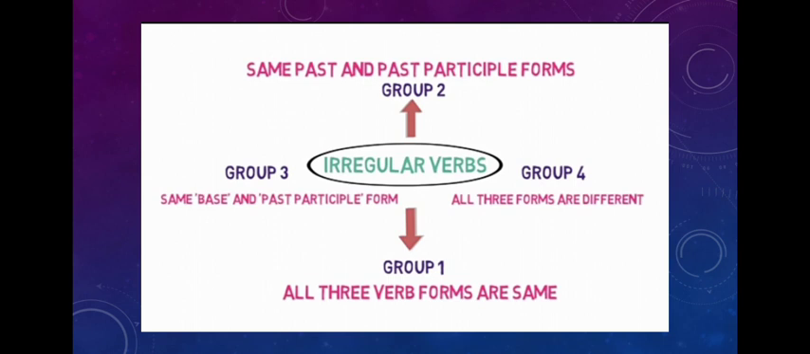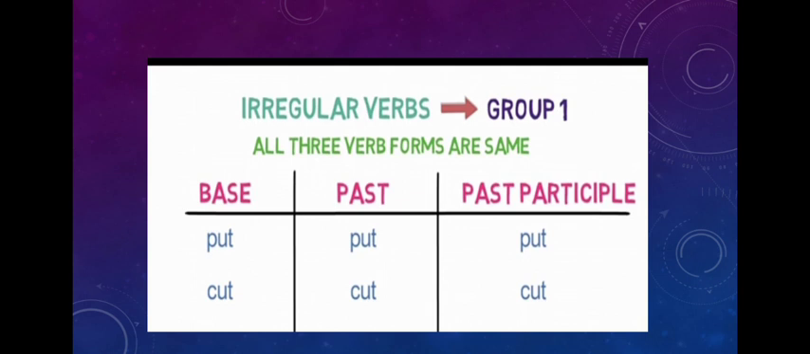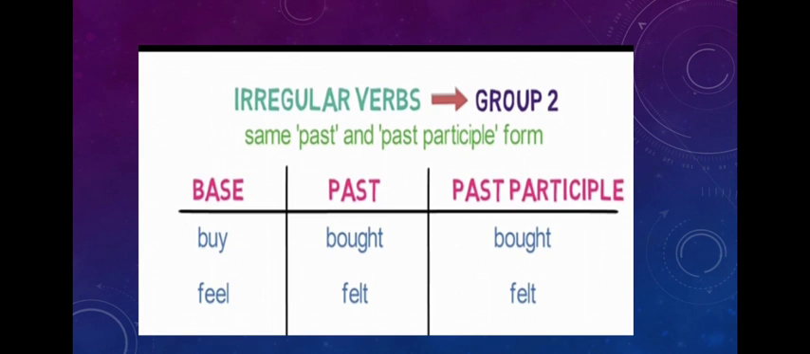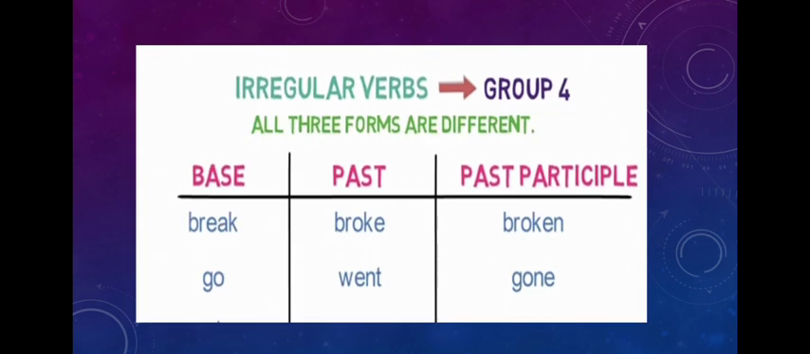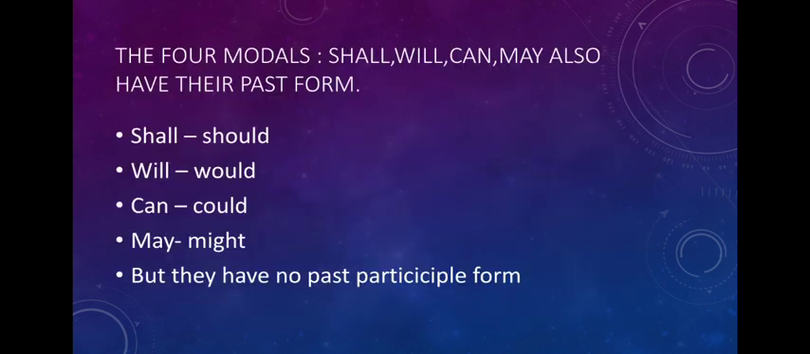Like I said, I divide irregular verbs into four groups. Group 1, all three verb forms are the same. Group 2, simple past and past participle forms are the same. Group 3, base and past participle forms are the same. Group 4, all three forms are different. Okay, so now we will go into our topic for today. Have a look at the slide.